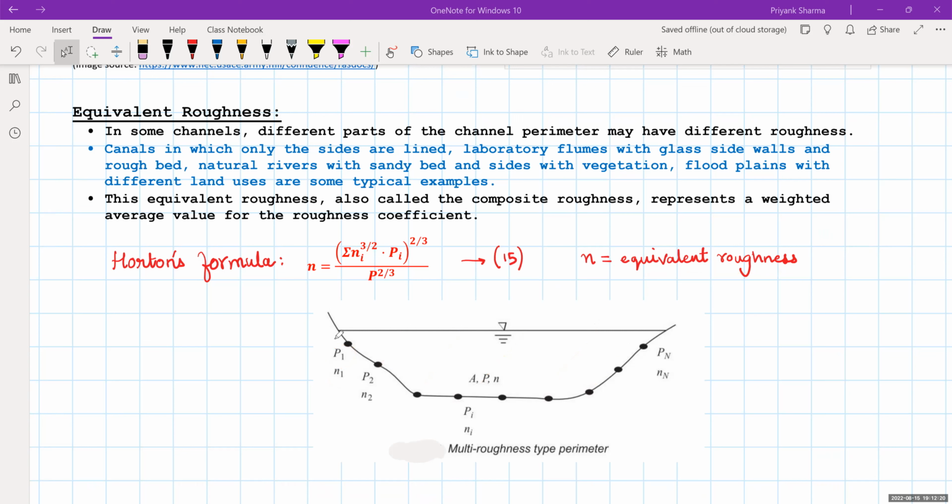Okay, so that is all for today. In the next lecture, we will discuss the conveyance of a channel, then the section factor, how to compute the normal depth, and so on. Thank you very much.